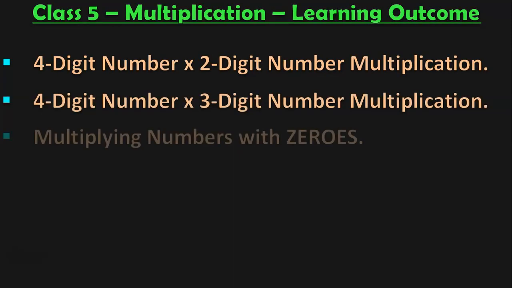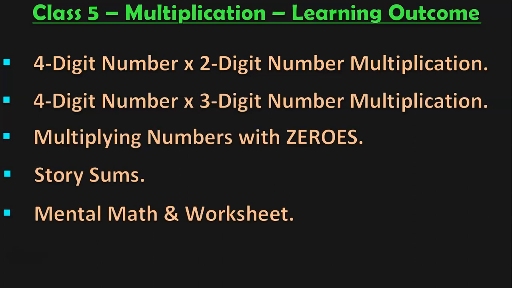Dear viewers, these are all the learning outcomes in class 5 under the topic multiplication for the children, of which I have covered the first topic, 4-digit by 2-digit number multiplication. The second topic has also been covered in a separate video, 4-digit by 3-digit number multiplication. In this video, we saw multiplying numbers with zeros. In my upcoming videos, we will be dealing with story sums, mental math and worksheet for class 5 multiplication. Each of these topics will be dealt in separate videos.